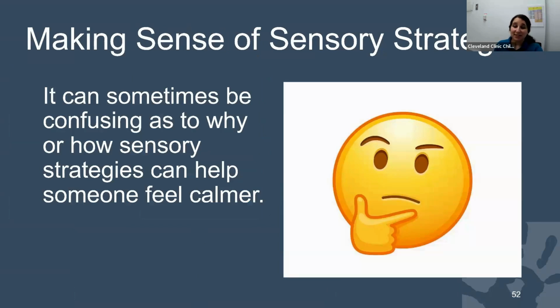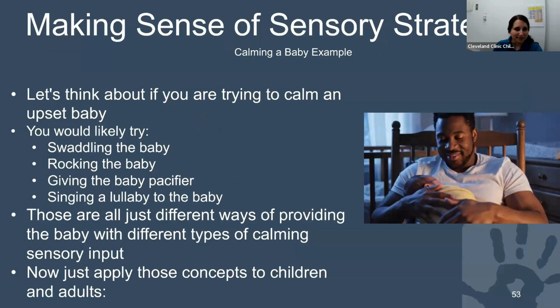Because a lot of times the concept of sensory can be confusing to people. And I don't know about you, but I find for myself, why would I try something if I don't understand it? If I don't understand why it's working, why would I do it? So let's try to make sense of sensory. Let's start with, how would you calm a newborn infant? Oftentimes, you'll calm a newborn down by swaddling the baby, gently rocking the baby, giving the baby a pacifier, or feeding the baby, giving them a bottle, or singing a lullaby, or having calming music for the baby.